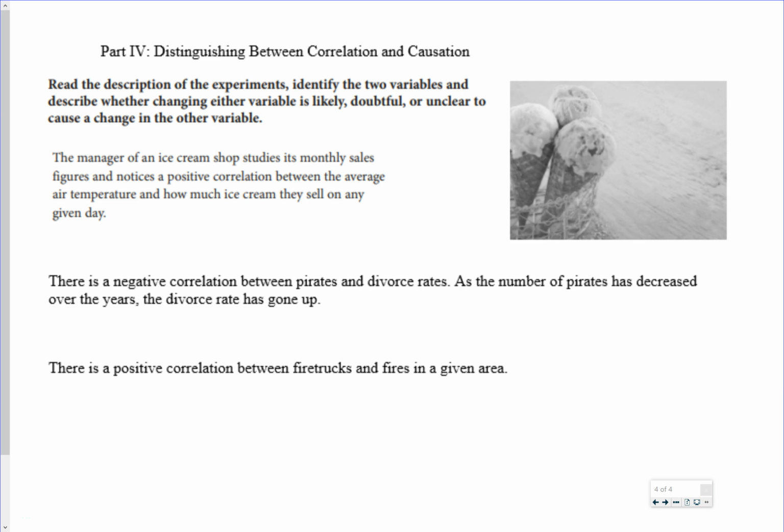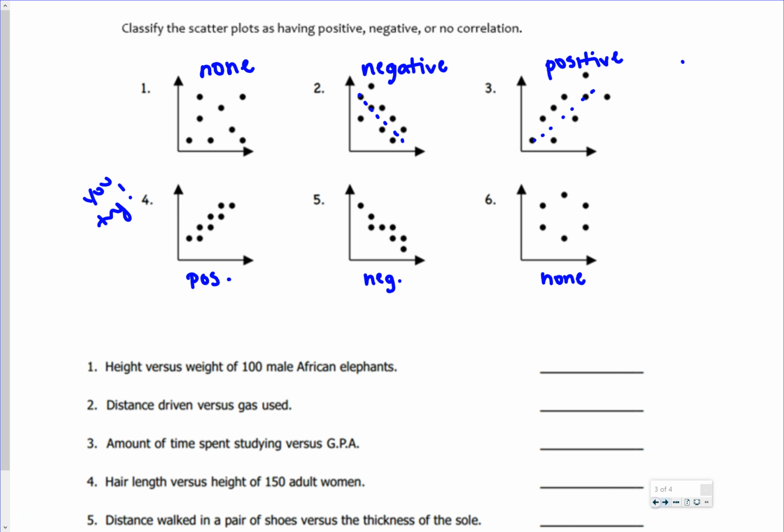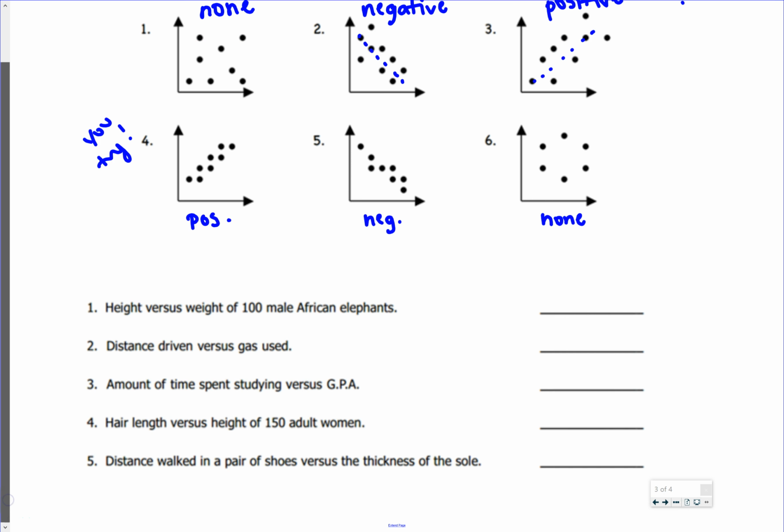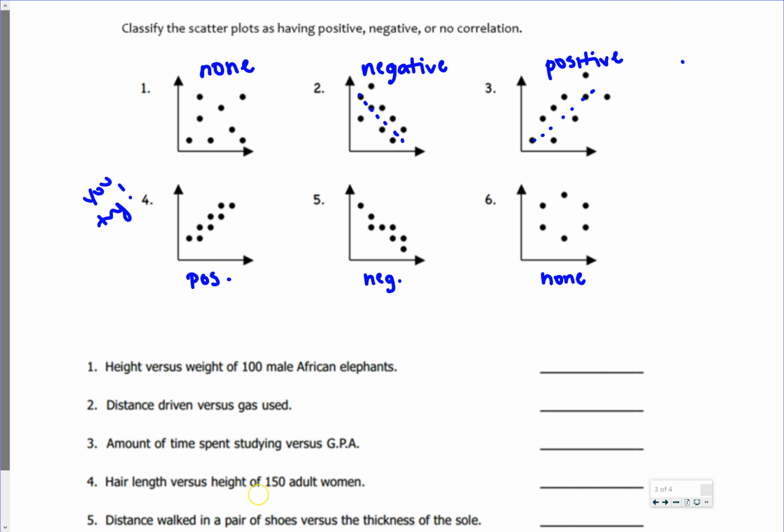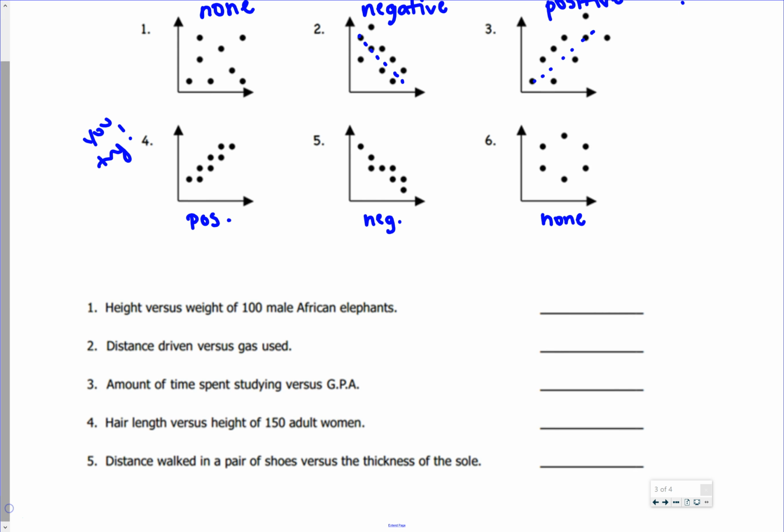The last thing we're going to talk about is distinguishing between correlation and causation. Oh wait, oops. Let me go back. Sorry. Okay, so we've talked about looking at a graph and finding correlation. The next part I want to be able to talk about is looking at a description and seeing if there's a positive or negative correlation. So let's take a look at these three examples.